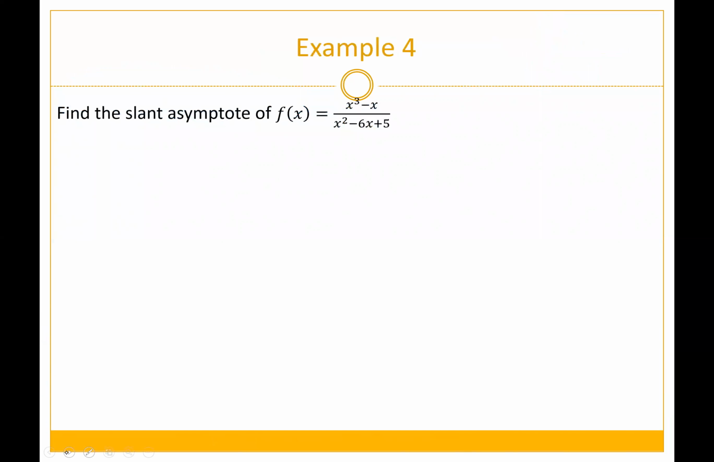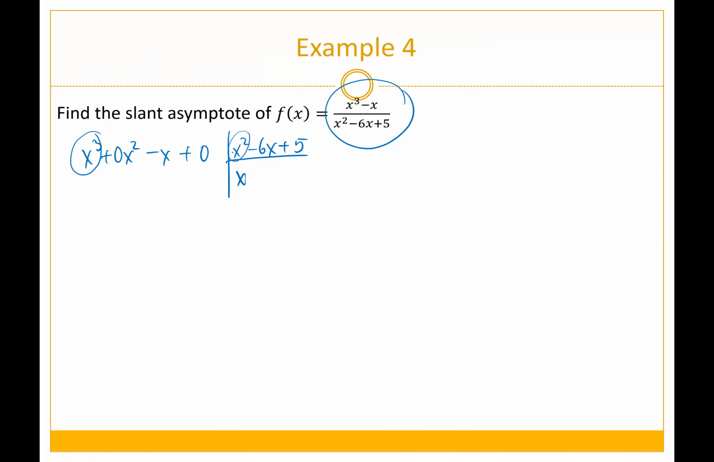So example 4 is now we find a slant asymptote. I just put that exercise from, I think, section 3.4 to find this. And so we're going to do long division. So this is x cubed plus 0x squared plus 0, divided by x squared minus 6x plus 5. The way I usually do it is I take the highest power in the numerator divided by the highest power in the denominator. So x cubed over x squared is going to be x.